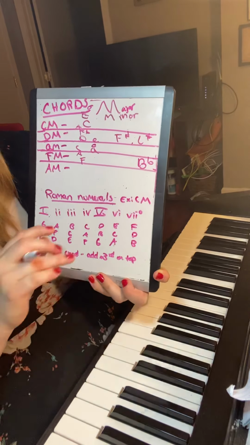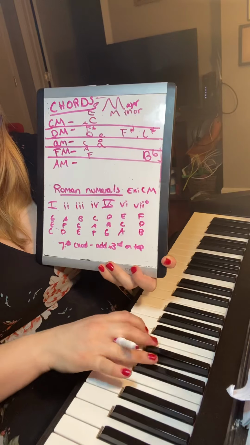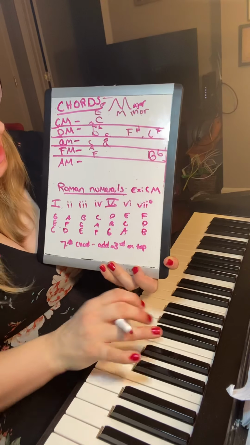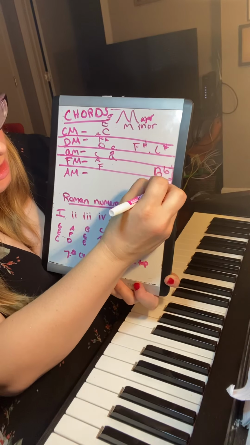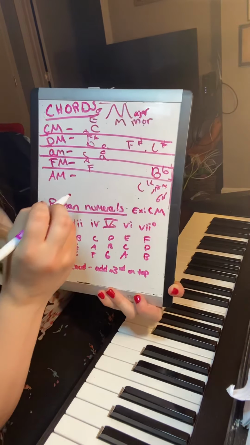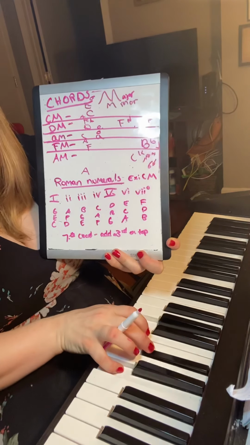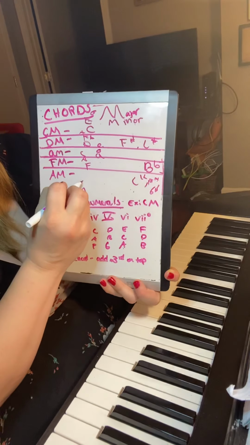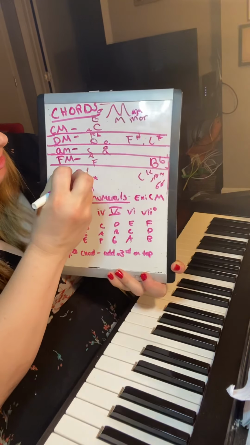Good. Now A major, how many sharps does A major have? It has 3. So it has C sharp, F sharp, and G sharp. Sorry, my handwriting's not the best. So you have A right here. Now the third note in A major scale is C sharp, so you're going to put a C sharp. And then E is going to be on top. E. And there you go.